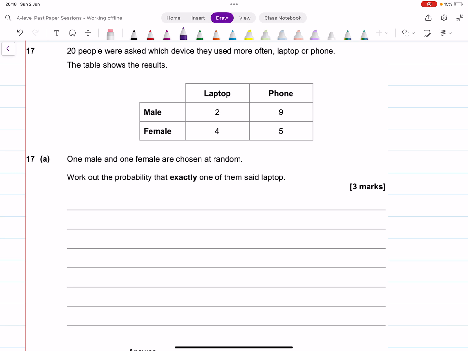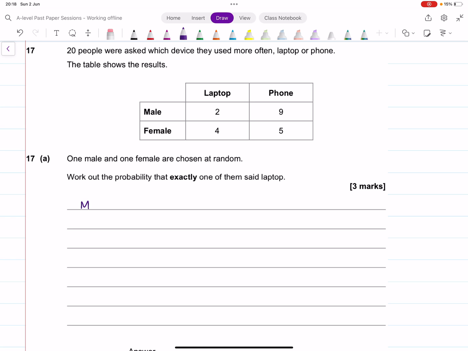Now, in this case, there are two possibilities, basically. You can say the male chosen says laptop, and the female chosen says not laptop, she says phone, right? So ML means male laptop, FP means female phone. This is one possibility. One male and one female are chosen. So what's the total number of males? You can write that on the side here. 11. What's the total number of females? That's 9. Out of 11 males, what's the probability that he says laptop? That's 2 over 11. And that means we multiply them. The female says phone. Out of 9, probability of her saying phone, that's 5 over 9.